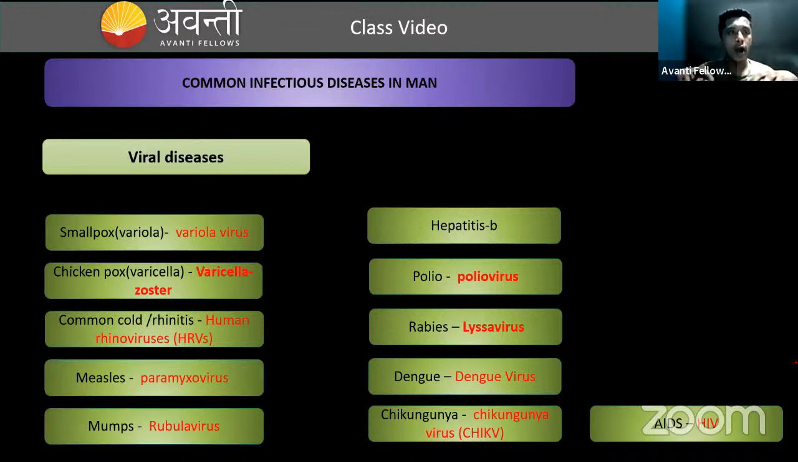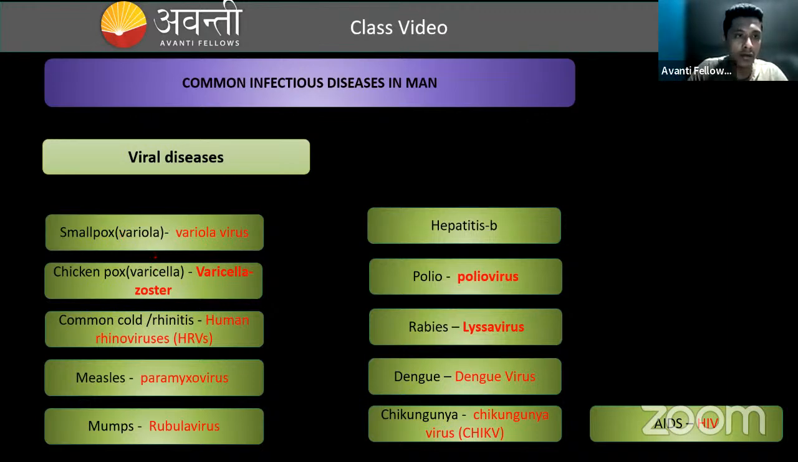Now, when we talk about common infections in man with respect to viral diseases, there are several diseases caused by viruses. You might have heard about some of them: smallpox, chickenpox recently, the common cold that we regularly suffer, measles, chikungunya, AIDS, polio, rabies, dengue, mumps, etc. These are some of the diseases that occur in our society. Let us see the causative agents for these respective viral diseases.